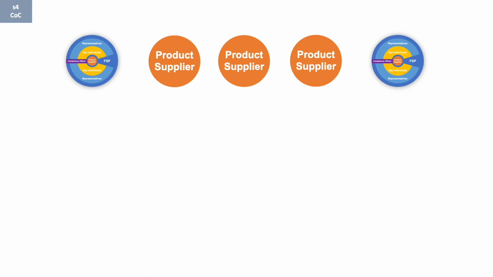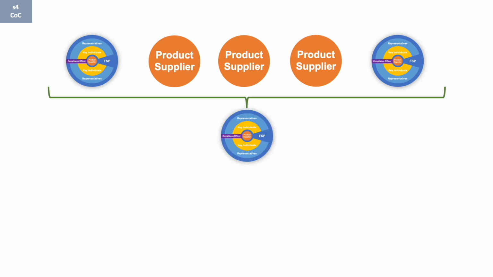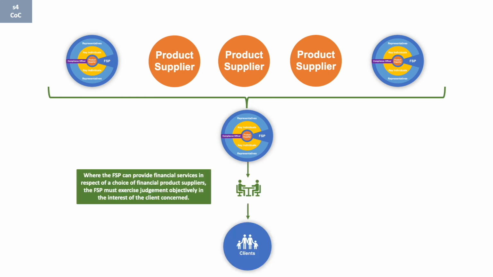Here we can see that we have multiple FSPs that are also product suppliers, and have insurance companies that are only product suppliers. An FSP can be giving advice to their clients on products and services from some or all the product suppliers based on the client's need. An FSP can provide and/or render financial services in respect of a choice of financial product suppliers. The FSP must exercise judgment objectively in the interest of the client concerned. This is very important.